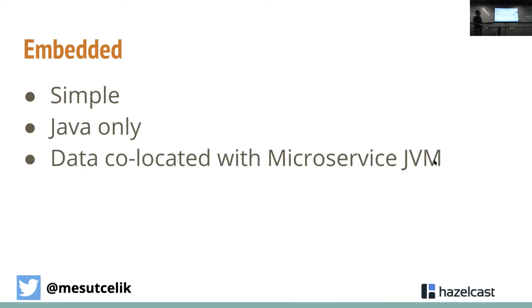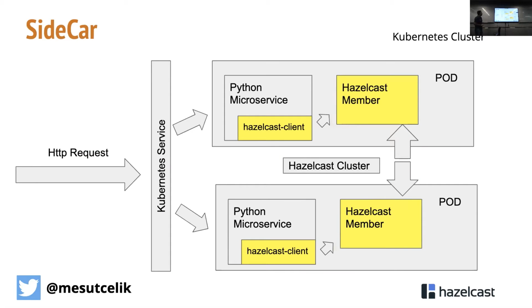Okay. It's simple Java only, and the data is co-located with the microservice JVM. The other one is sidecar. In the sidecar pattern, you can use multiple programming languages. Hazelcast supports different programming languages to connect to the Hazelcast cluster. In this architectural pattern, you have to start two containers inside a pod. One is your microservice, and the other one is the Hazelcast member.